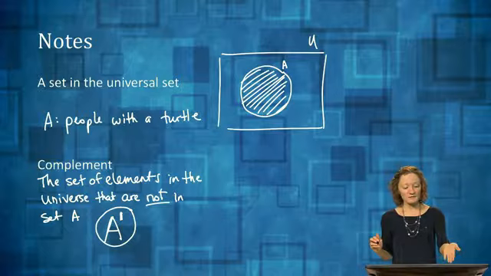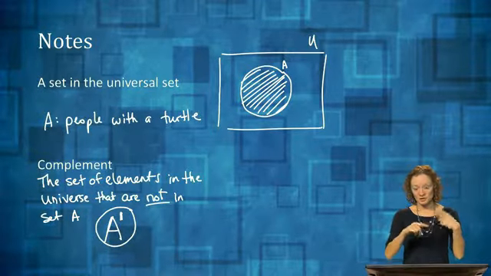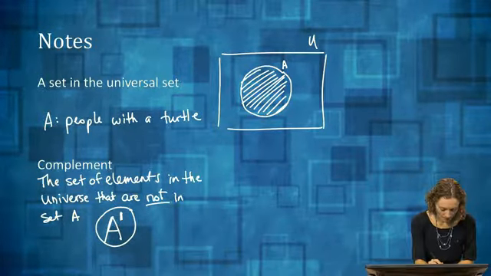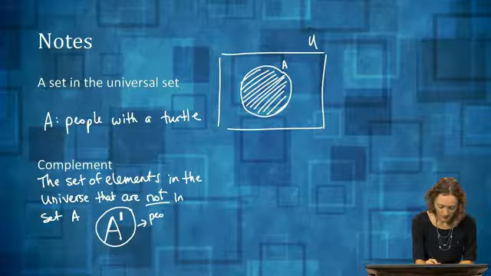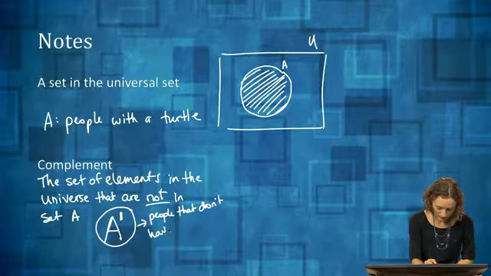And in this case, if we've defined A to be people that have a turtle, then A complement, which is basically the opposite, is people that don't have a turtle.